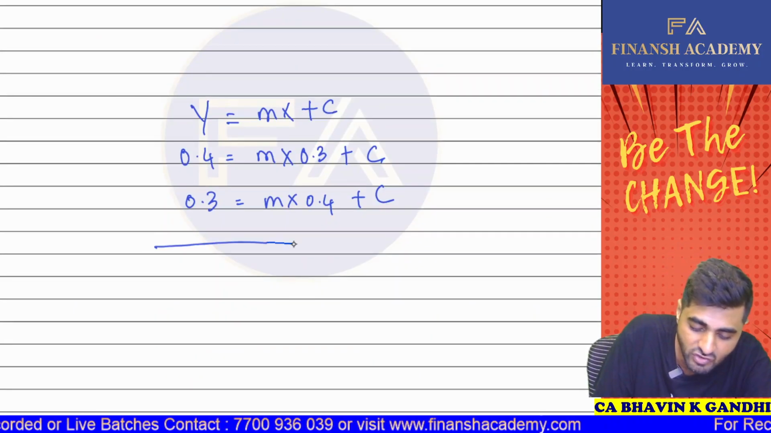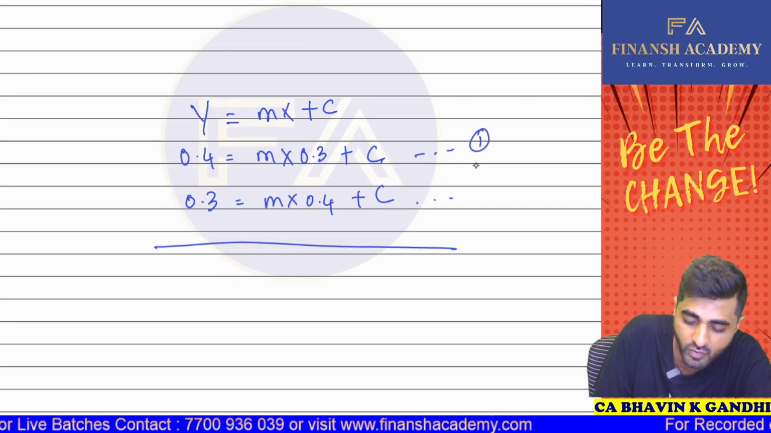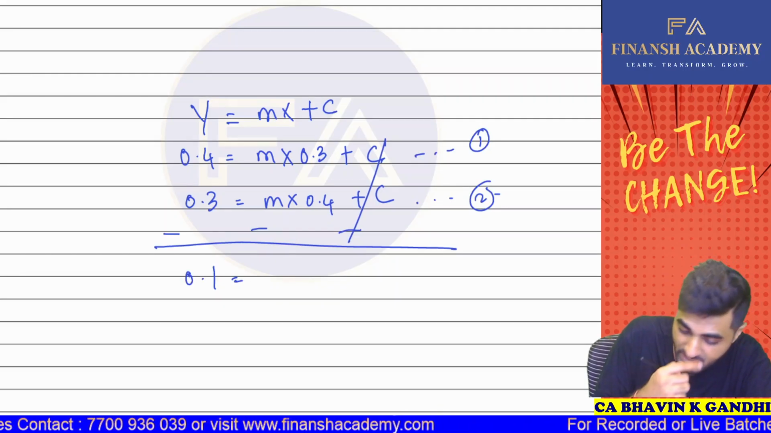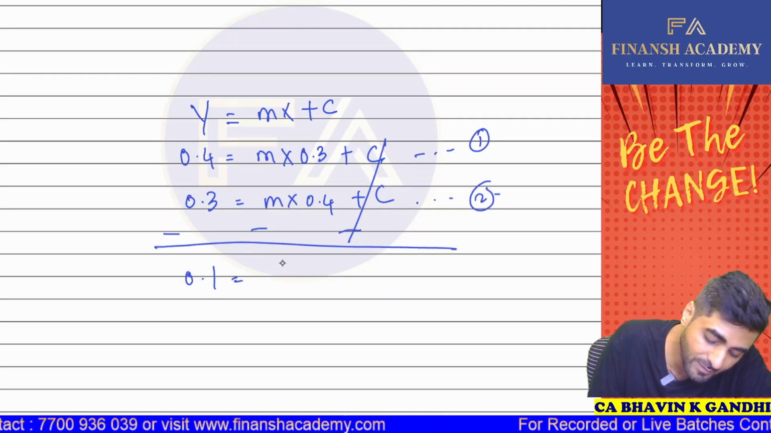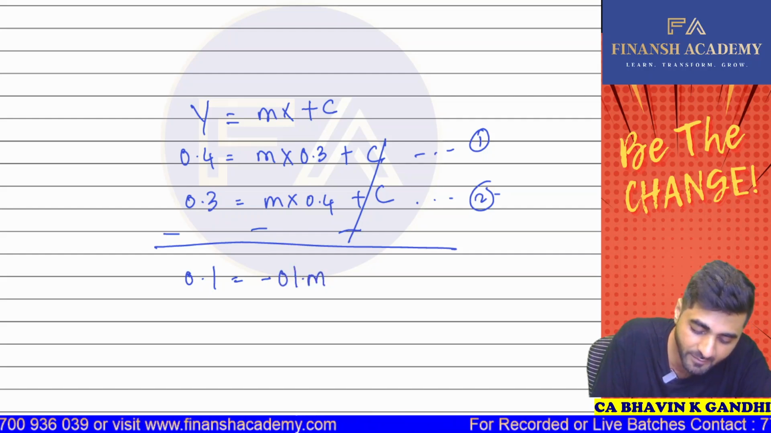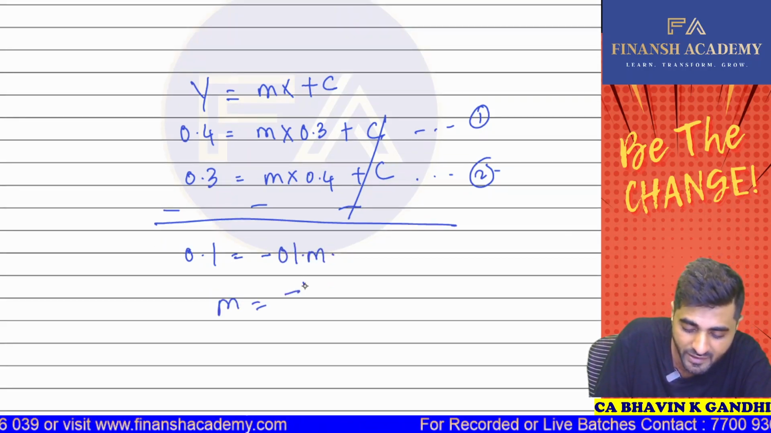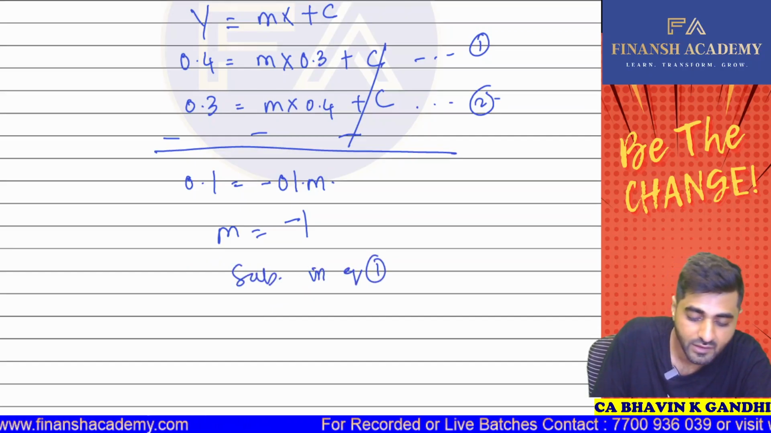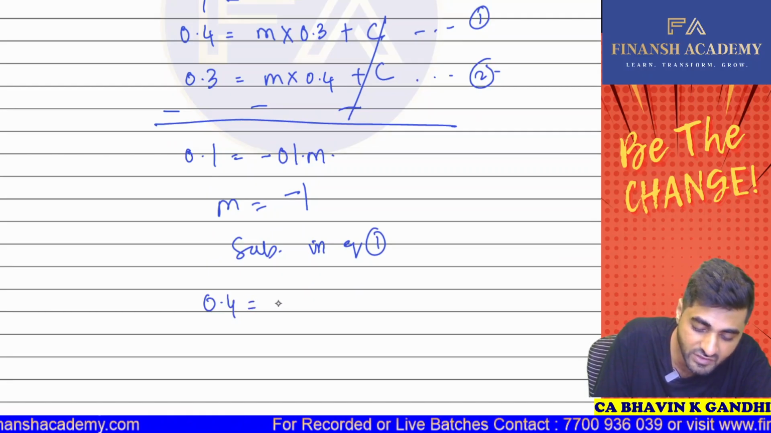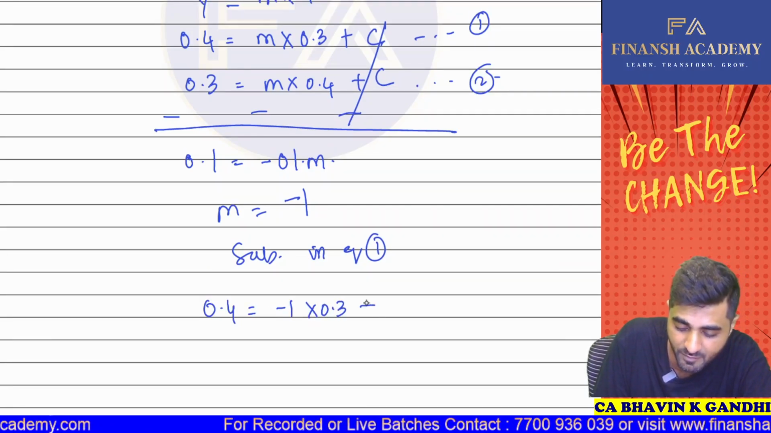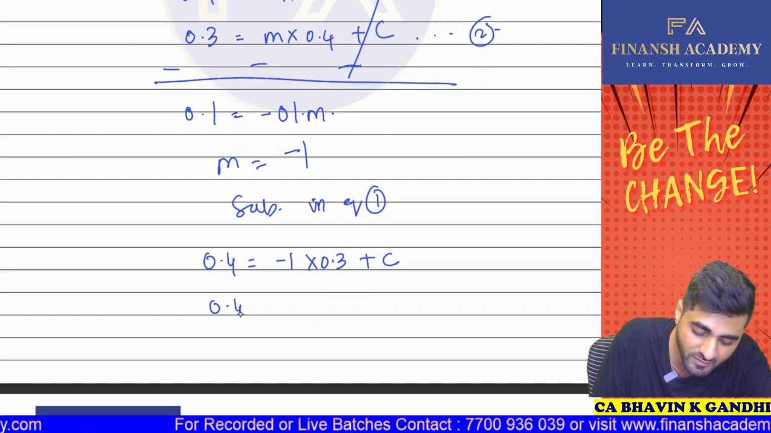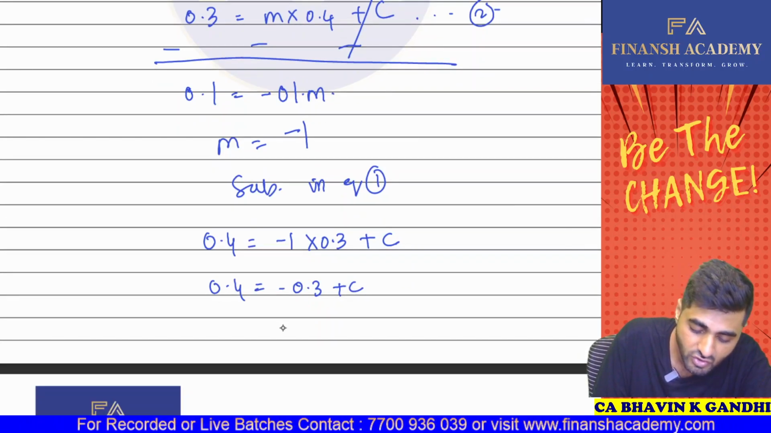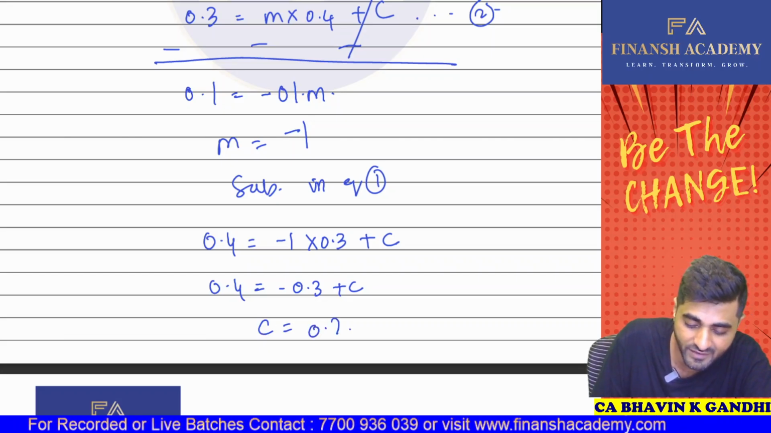Can I say that if I solve equation 1 and equation 2 simultaneously, what I will get is 0.1 equal to minus 0.1 m. So your m is going to be minus 1, which I substitute in equation 1. So this will now be 0.4 equal to minus 1 into 0.3 plus C, which becomes 0.4 equal to minus 0.3 plus C. So your C will now become 0.7.